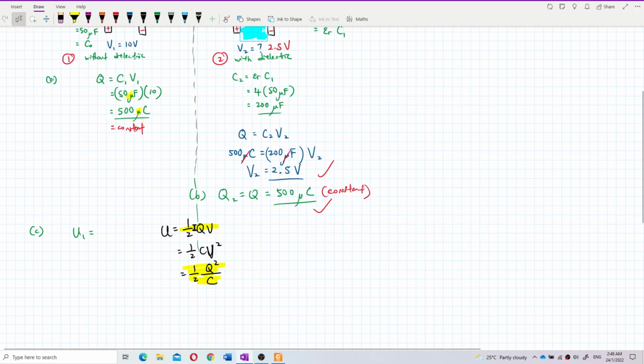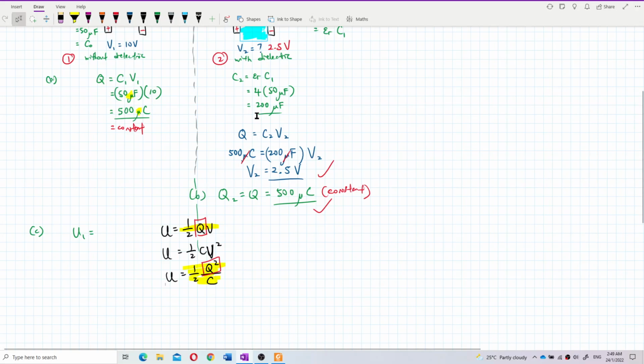Right now we use half QV or half Q square over C, so Q is always constant. There's only one variable that changes, either V or C, so we can know the changes in the U. You understand? So of the three formulas here, we only use half QV or half Q square over C, because there is a Q there that we know is always constant.